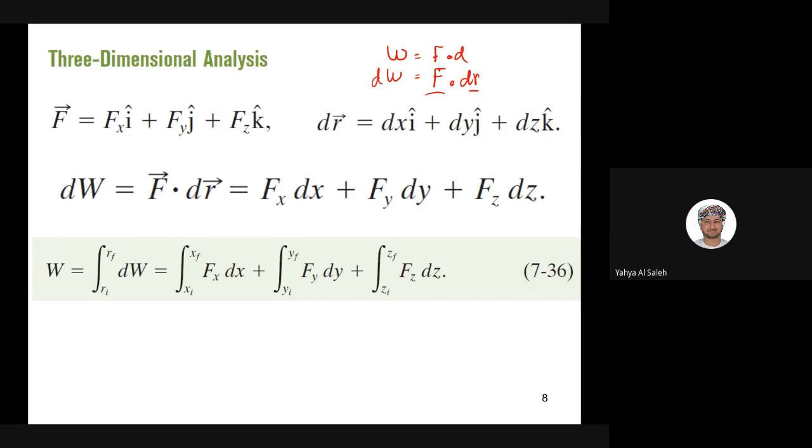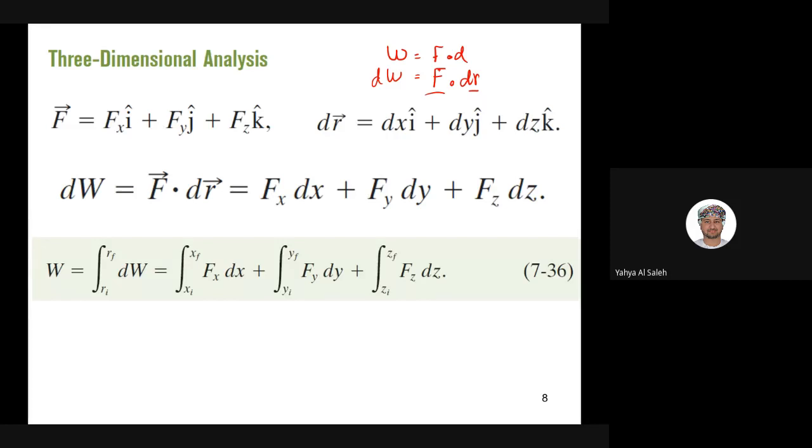Work is equal to the integral of Fx dx from xi to xf, plus Fy dy from yi to yf, plus Fz dz from zi to zf. Same thing, we just do it in 3 different axes, and then we add them.